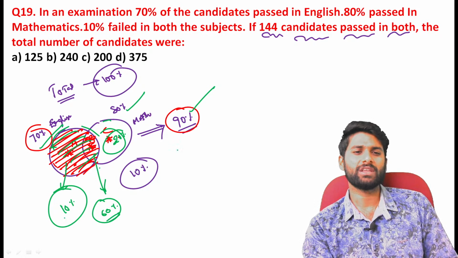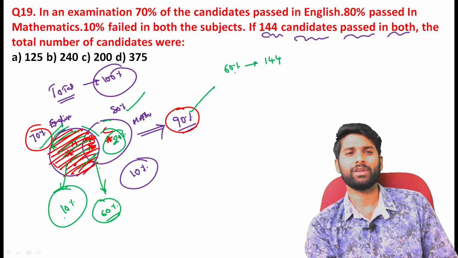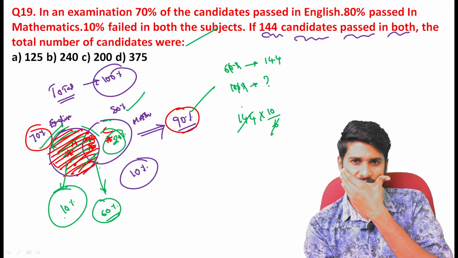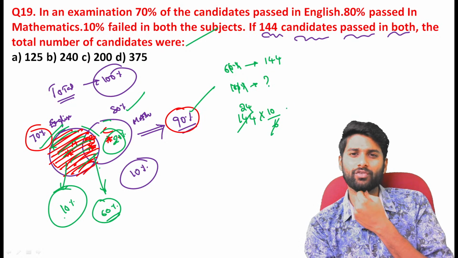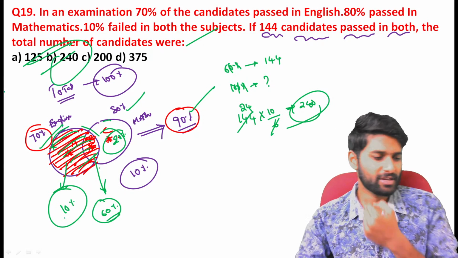Now, what is that? Both are passed, exactly how much percentage? 60%. 60% becomes 144. The number of candidates is exactly equal to 100%. Now, 100% becomes how much? Percentage, 0, 0 cancel. Now, 144 is multiplied with 10 by 6. So 6 1 is 6, 6 2 is 12, 6 4 is 24, 24 into 10, the value becomes 240.